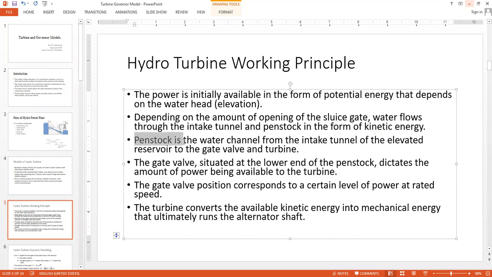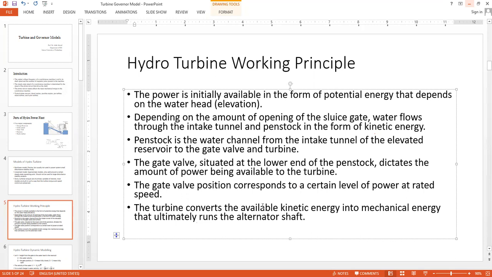Then what is the penstock? It is basically nothing but a channel. The gate valve is a control valve, and the location we have already shown in the diagram. If you vary the gate valve position, then you are actually varying the amount of power PM. And of course, that would be translated as the rotational motion of the turbine blades.